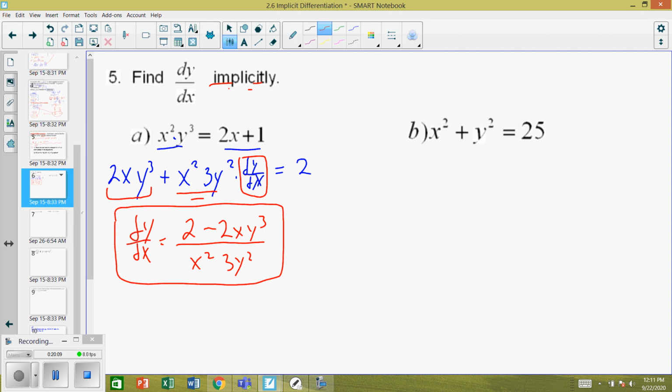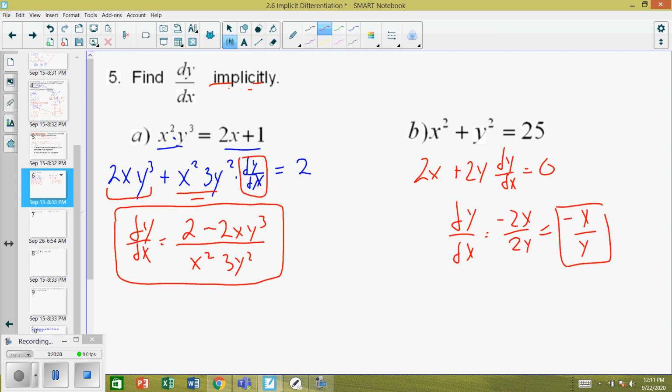B is actually what we already did. 2x plus 2y dy over dx equals 0. Yeah, we've already done this problem. So dy over dx equals negative 2x divided by 2y, which is just negative x over y. It's not too terrible math, I don't think.